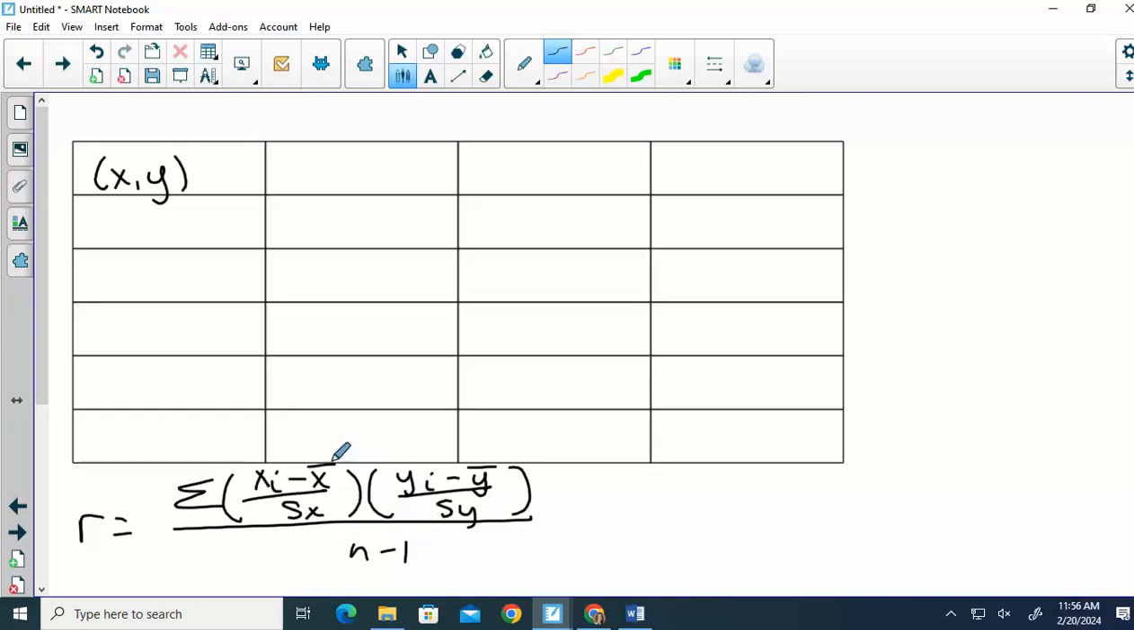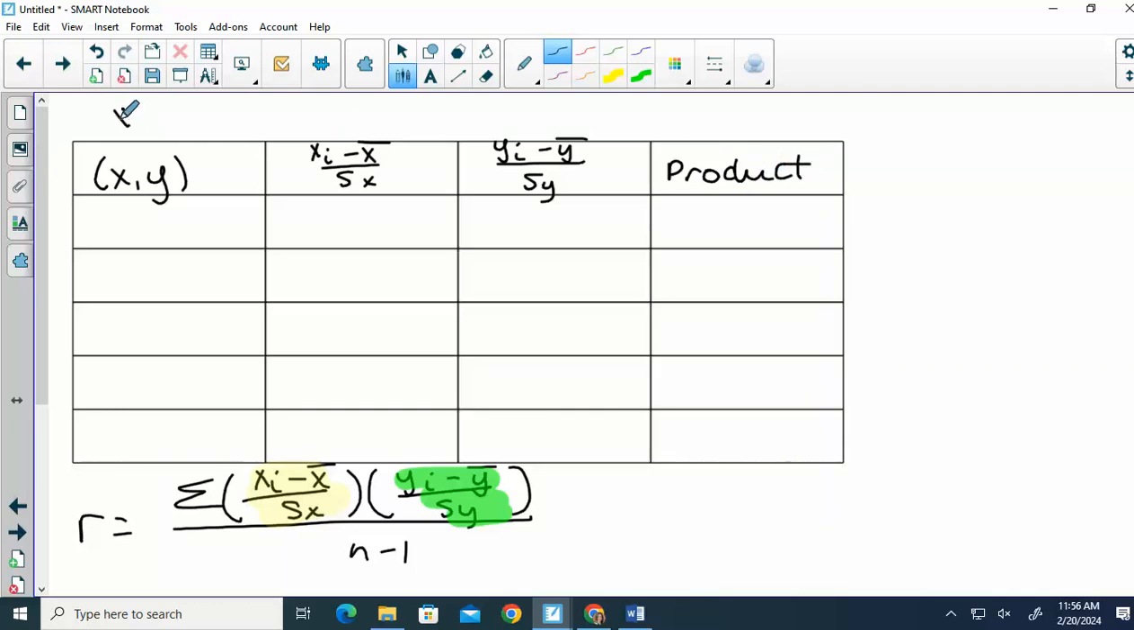Alright, so we need to get these things. We need the x's, we need the y's, and then we have to do what with those things? Well, first we have to multiply them all together, right? And then we'll add it up. So those are going to be the columns of my table. We'll do our x minus the mean of x divided by standard deviation, the y minus the mean of y divided by standard deviation, and then the product of that.